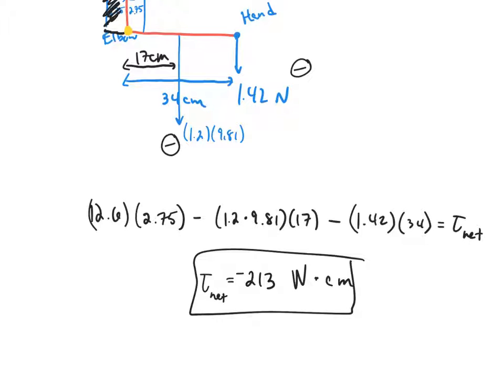So if we did it in meters, as James said, negative 2.13. So what does that mean? It's negative, so it will rotate clockwise. Negative is clockwise, okay? And just look at the problem. It pretty much means that this person can't hold the baseball, right? It means the baseball is too heavy.